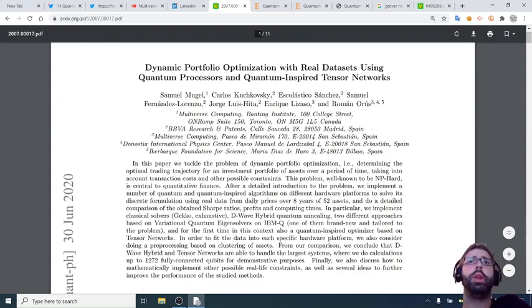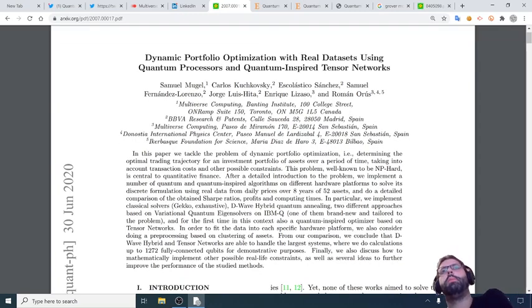That's like June 2020. And I see there's people from BBVA in Spanish, BBVA, Madrid, San Sebastian. Cool. In this paper, we tackle the problem of dynamic portfolio optimization, determining the optimal trading trajectory for an investment portfolio of assets over a period of time, taking into account transaction costs and other possible constraints. That's interesting, because the other paper doesn't seem to take that into account. This problem, well known to be NP-hard, is central to quantitative finance.